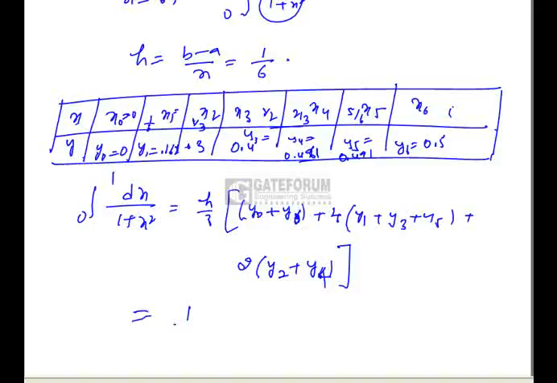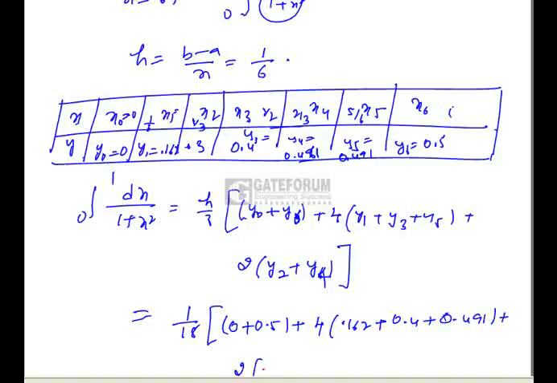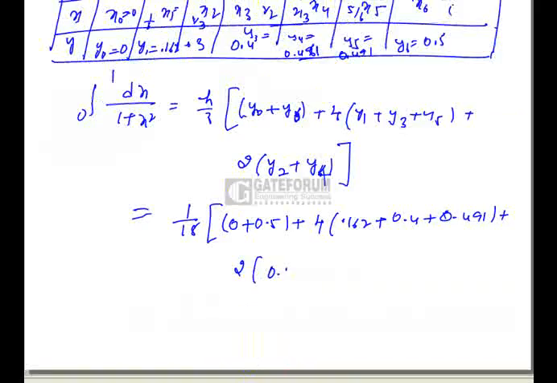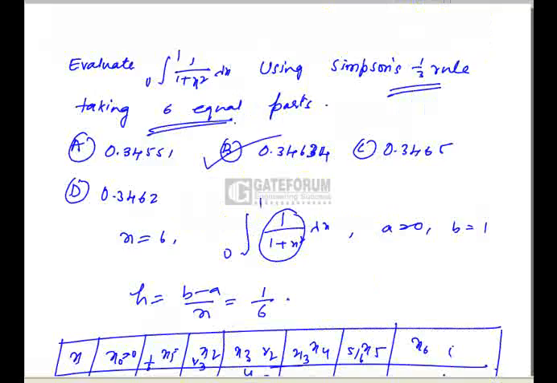h is 1 by 6 and by 3, so 1 by 18, and y0 plus y6, which is 0 plus 0.5, plus 4 into y1, y1 is 0.162, plus y3, the value of y3 is 0.4, plus y5, 0.491, plus 2 times of y2 plus y4, which is nothing but 0.3 plus 0.461. If we simplify, then the value will be 0.34634, which is option B.